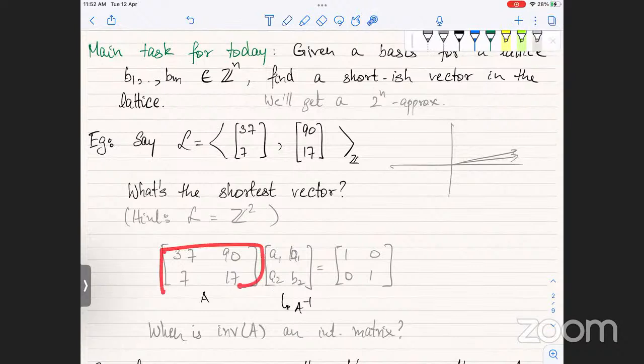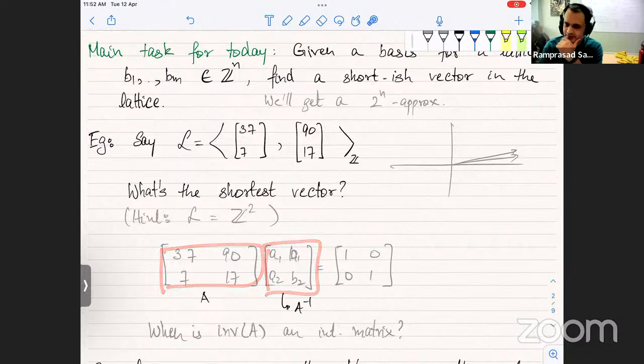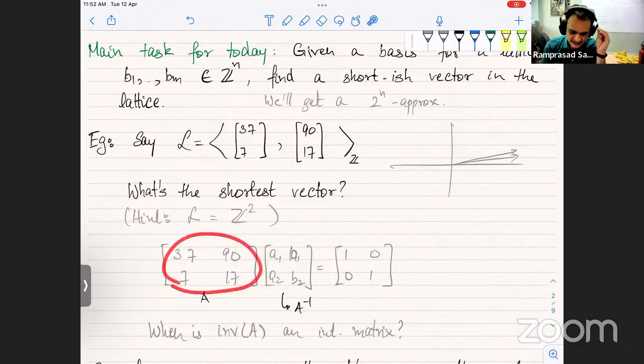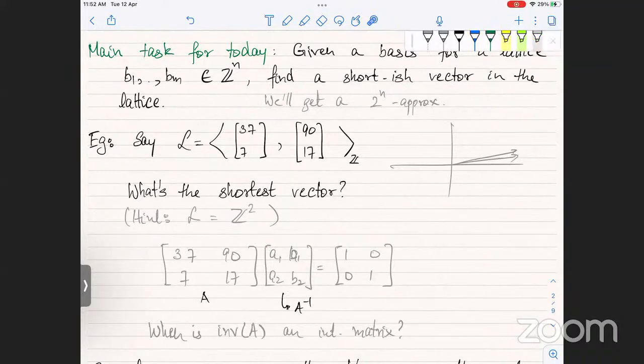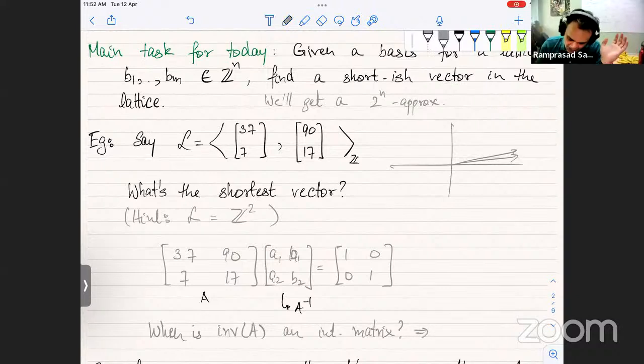Determinant of A times determinant of A inverse. But for now, let's just assume that this is A and this is B. This is an integer matrix. This is some other integer matrix. So their determinants will also be integers. So basically it will be either +1 or -1. Exactly. So the only way this can happen is if determinant of A equals +1 or -1.